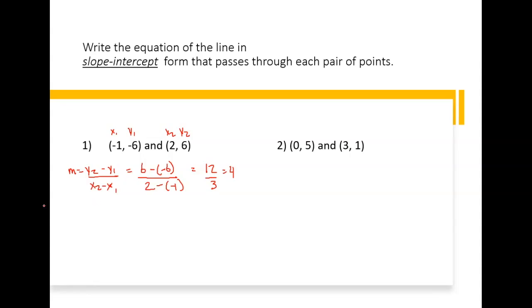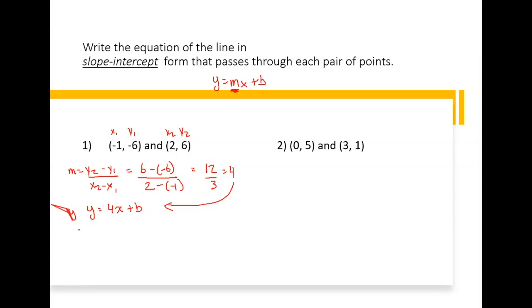So now I have y equals 4x plus b. That's all I have. That's what this gave me. It gave me my slope. So now I'm going to write that slope in with my slope-intercept form. So y equals mx plus b, right? The slope goes in for m.